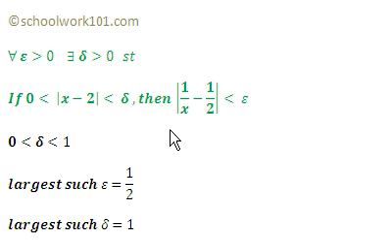So here's the setup. Now remember, because we're in the interval between 1 and 3, and 2 is what we were approaching, our delta has to be greater than 0 and less than 1. Now the largest such epsilon that we can choose is epsilon equal to 1/2, and the largest such delta is equal to 1. Let's go back to the graph.